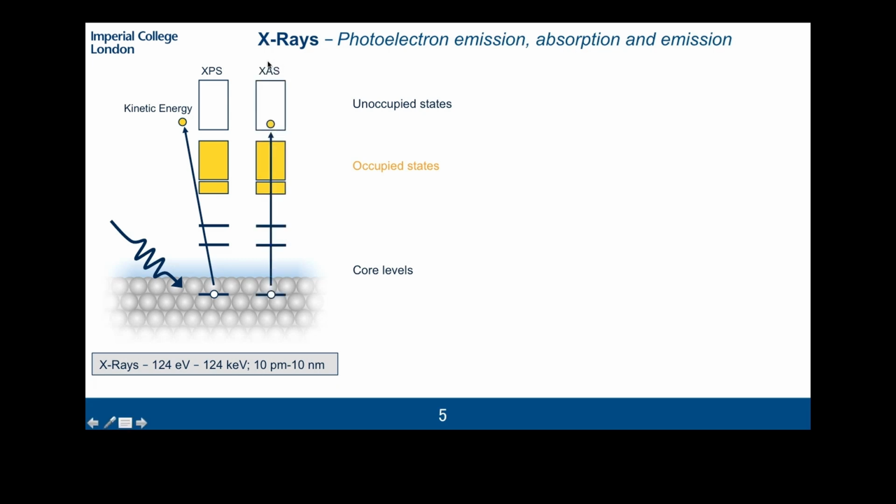If you were to look at X-ray absorption spectroscopy, here you're taking this core electron and exciting it to an unoccupied state in the material. And then X-ray emission spectroscopy is looking at the relaxation of the system once it's been excited. So you're taking an electron from the occupied state and putting it back into this core hole that you created when you did the initial excitation.